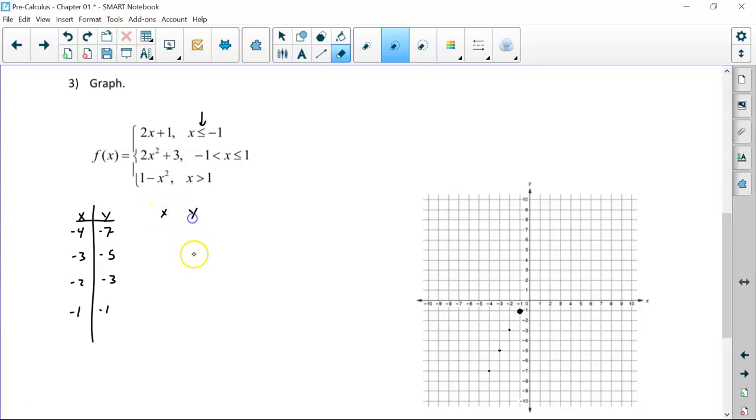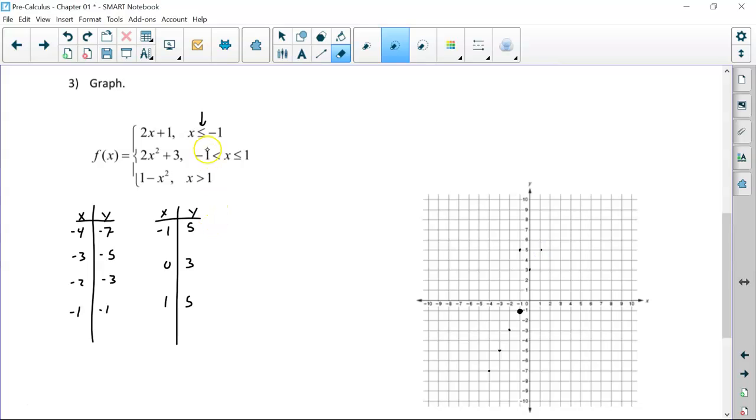Now for our middle function, this is for our values of x between -1 and 1. -1, a 0, and a 1. 2 times -1 squared, so -1 squared is 1, times 2 is 2, plus 3 is 5. So then when x is 0, we get a 3, and when x is 1, we get a 5. Now, when we plot those points, we're at -1, 5. We're at 0, 3, 1, 5.